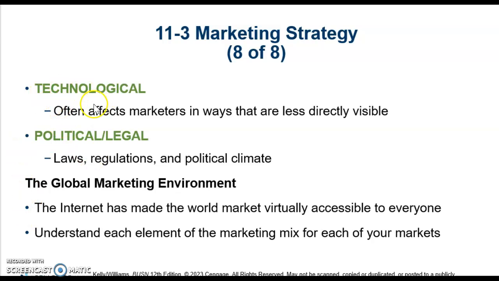So technology often affects marketers in ways that are less directly visible. The political climate includes changing levels of governmental support for various business categories. Clearly, the political and legal issues affect heavily regulated sectors such as telecommunications and pharmaceuticals more than others. And of course, the internet has made the world market virtually accessible to everyone. It's important to understand each element of the marketing mix for each of your markets.